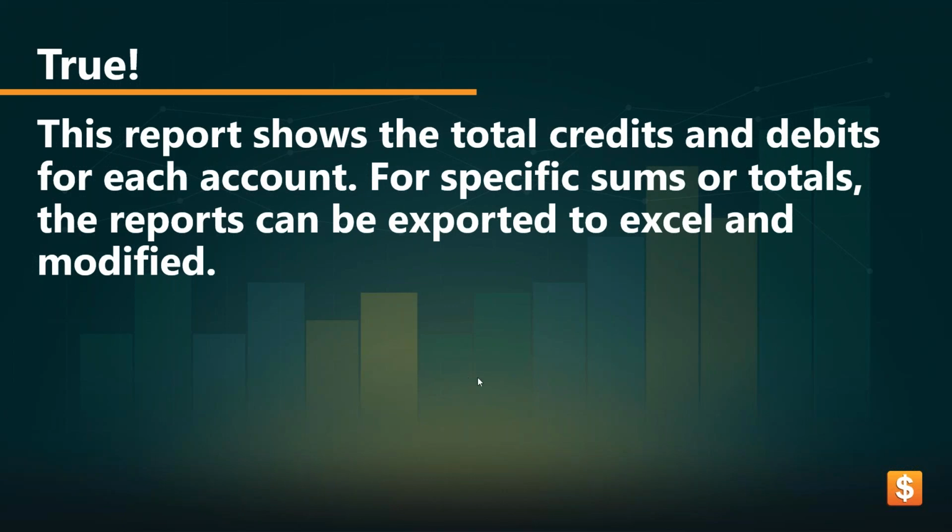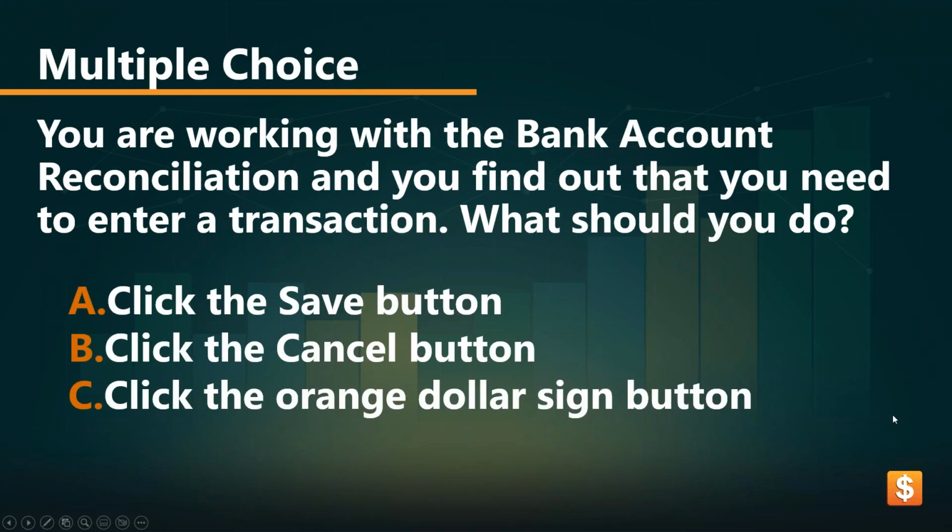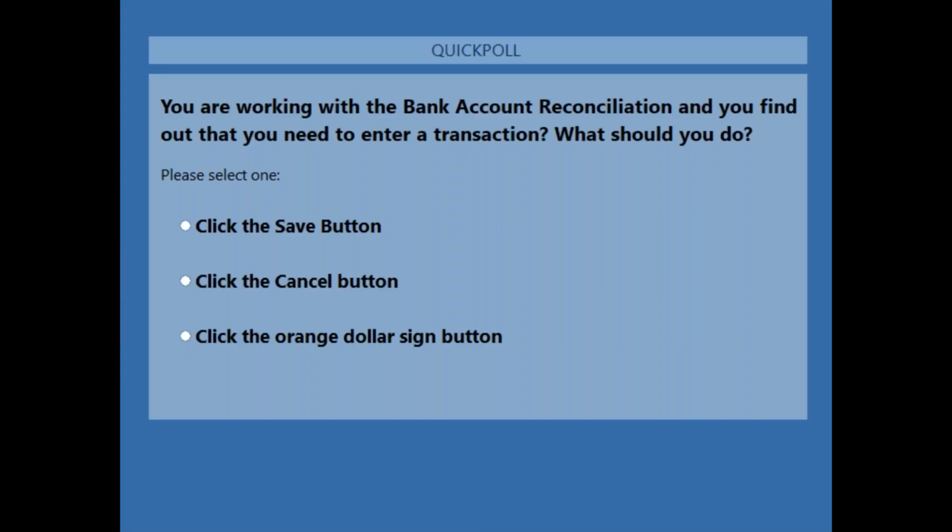All right, so next question up, multiple choice question here. You're working with the bank account reconciliation and you find out that you need to enter a transaction. What should you do? So you are in the middle of your reconciliation. Three options here. You can either click the save button, click the cancel button, or click the orange dollar sign button. What should you do if you need to get out of the reconciliation and enter in another transaction?